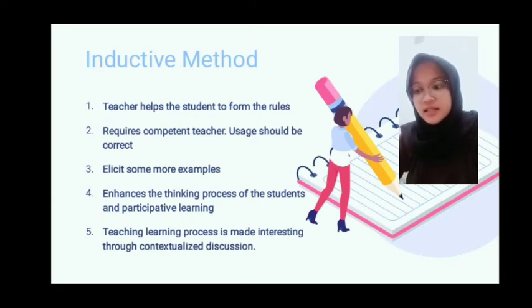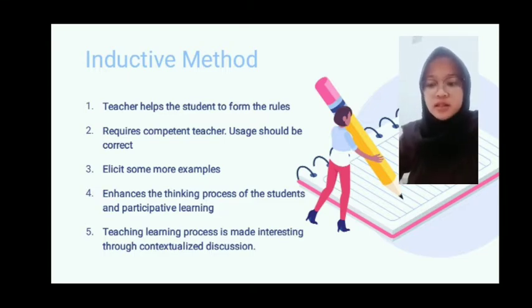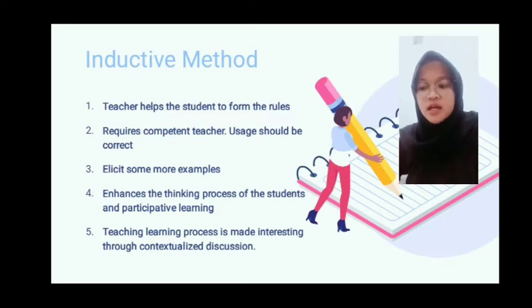And the last is the teaching learning process made with an interesting touch, contextualizing discussion. As a teacher, you must be able to use a learning method where you associate learning with relevant situations. Jadi proses belajar mengajar menjadi menarik menggunakan cara berkelompok sesuai dengan apa yang dijelaskan.